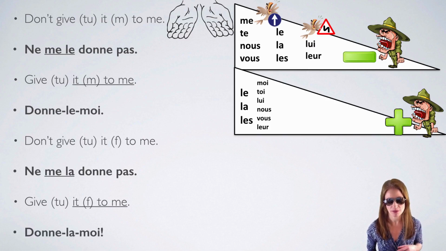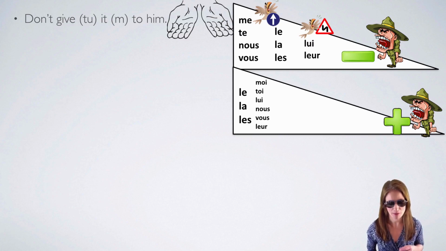Donne-la moi. Now, if these feel strange, the best way to make them more familiar is to just say it a few times. Donne-la moi, ne me la donne pas. Donne-le moi, ne me le donne pas. Repetition, repetition, repetition. Don't give it to him. You are addressing tu and your it is masculine.